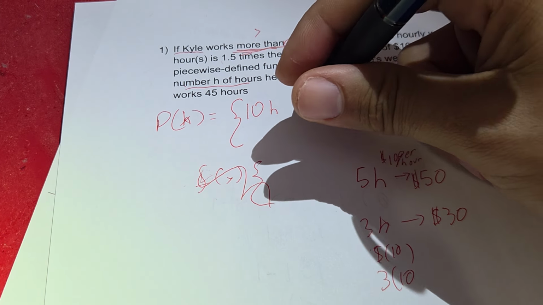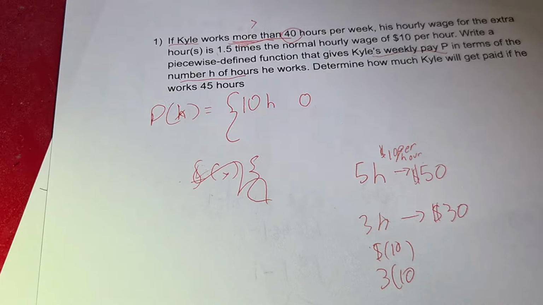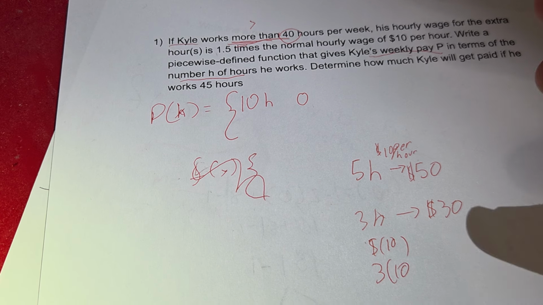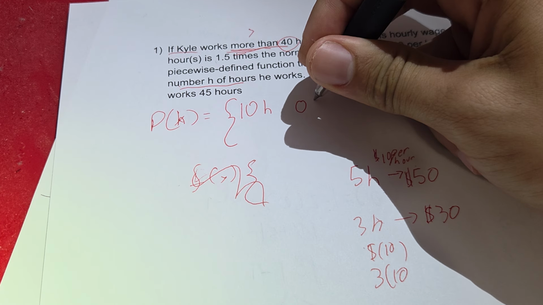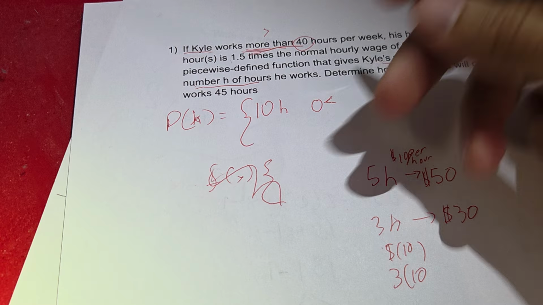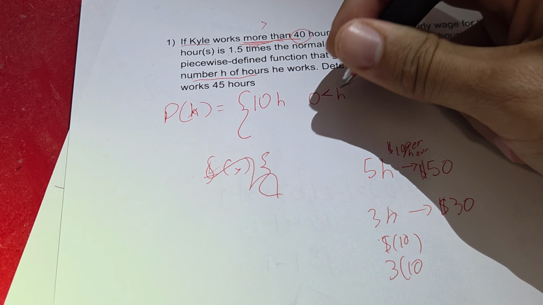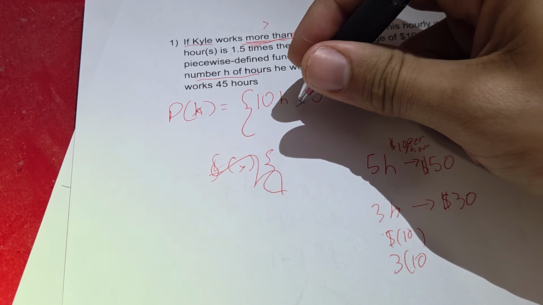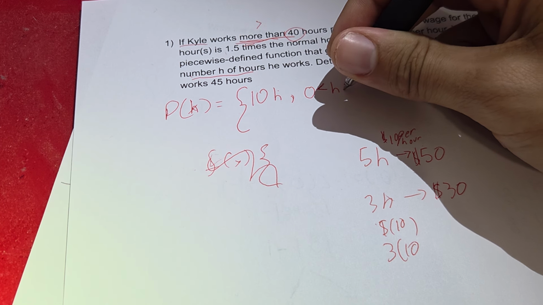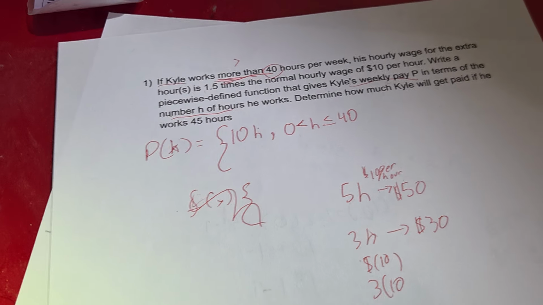So it's when he works 0 hours. Would Kyle make any money working 0 hours? No, you don't get any money for working 0 hours. What you do get money for is once you start working. So this is going to be a less than and not equal to, because at 0, he won't make anything. And we have H, because this is H right here. I forgot my comma. And then we have 40, less than or equal to 40. Once he's at 40, he'll make $40 an hour.